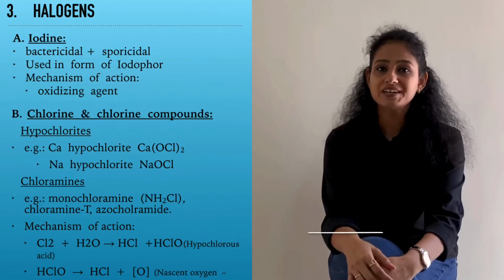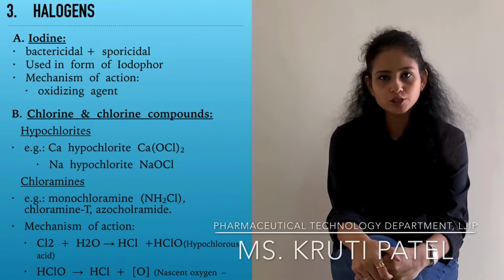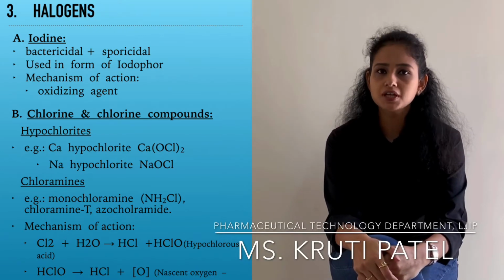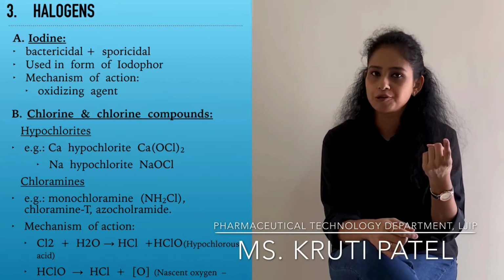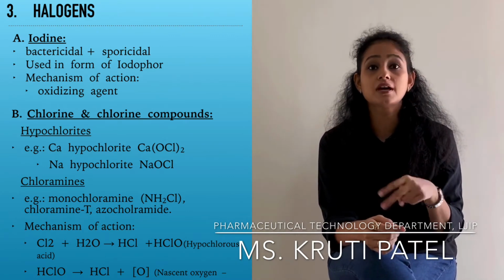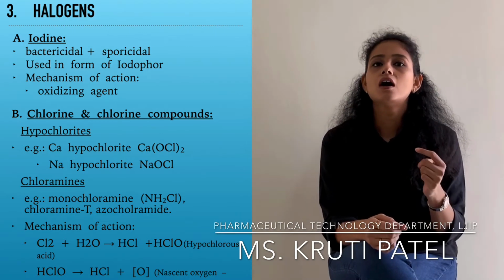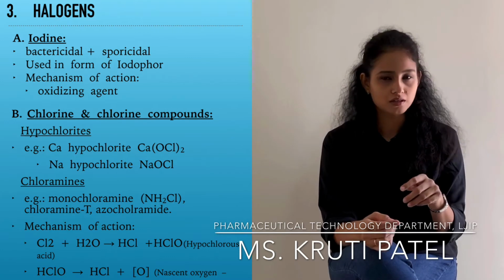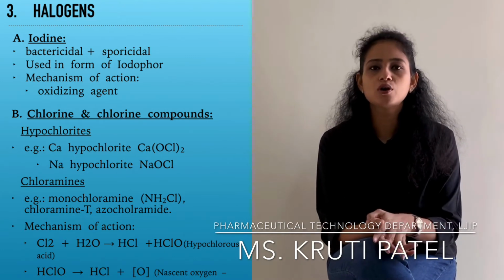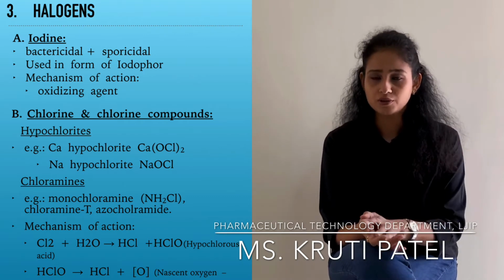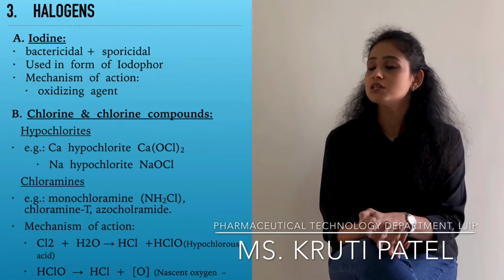Okay, now our next class is halogens. If we talk about halogens, there are two main components used for sterilization purposes. First is iodine and second is chlorine. We all know we use both these agents in our daily routine. Betadine is widely used in tube form. When you get a wound anywhere on your body, you apply betadine solution or betadine from the tube. So that is iodine, and the second one is chlorine.